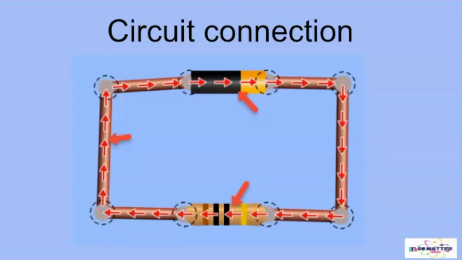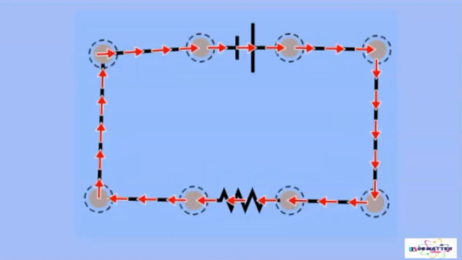Circuit connections. The basic components of a circuit are the electric source, in this case a battery, the connecting wire, and the load, which is represented by a resistor in this case. In physics, we use conventional current, which means the direction of the current outside the battery is from the positive terminal through the circuit and back to the battery through the negative terminal.